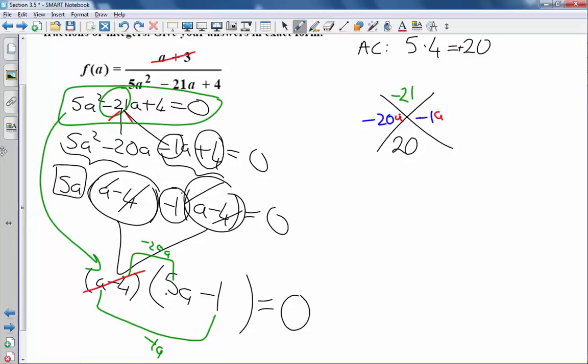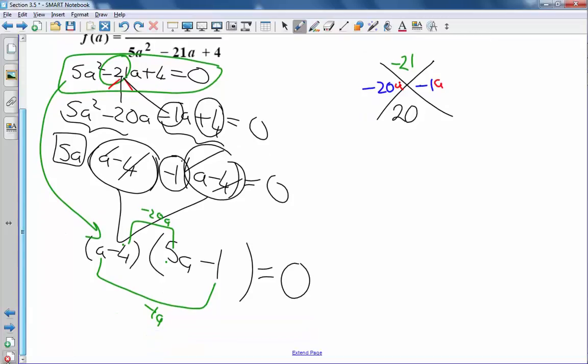Did they cancel anything here though? No, these are not the same. They don't cancel. So both of them are going to give us one vertical asymptote. So there are two vertical asymptotes here. How do I get them? I set each into 0 and solve.